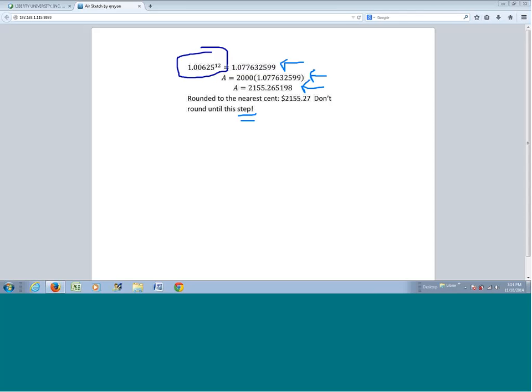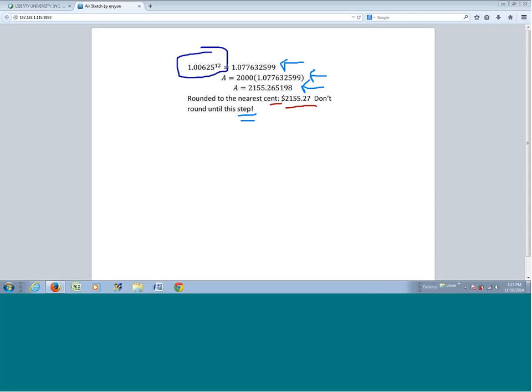You want to make sure you round to the nearest cent. And so that's $2,155.27. If you round along the way, you would get something different. It might be off by a couple of cents. You might end up with something like $2,155.33.